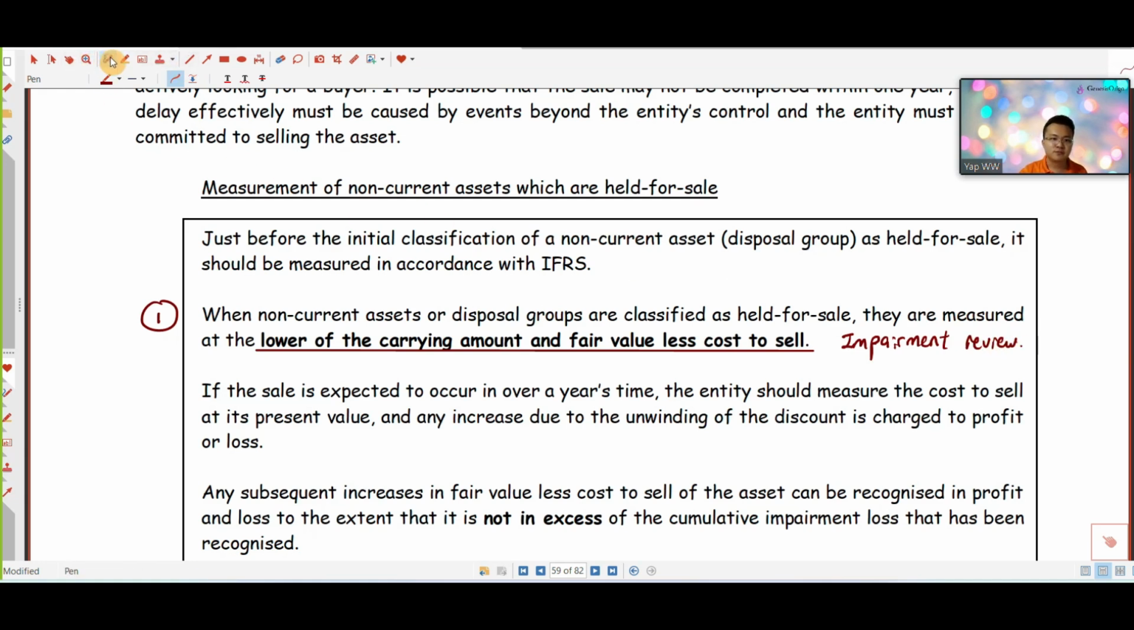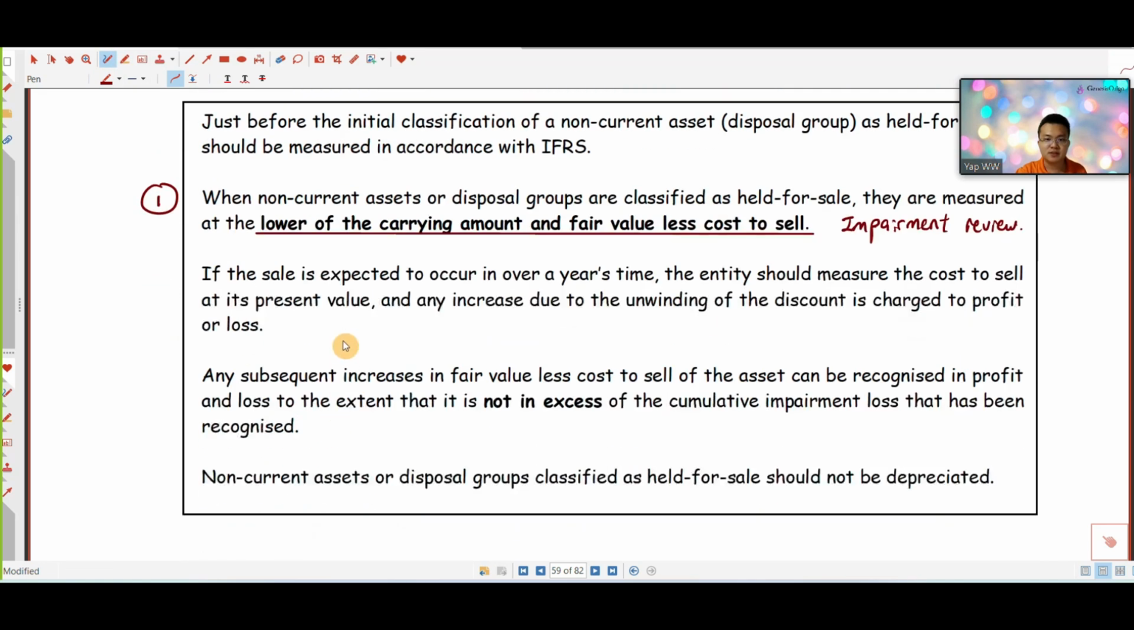Number 2, the more important one. If any impairment loss has been charged and in a subsequent year there is an increase in fair value, for example, then the reversal of the impairment loss must not exceed the cumulative impairment loss that has been recognized previously, if there are any subsequent increases in fair value less cost to sell.